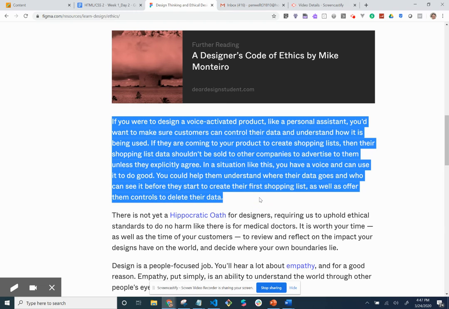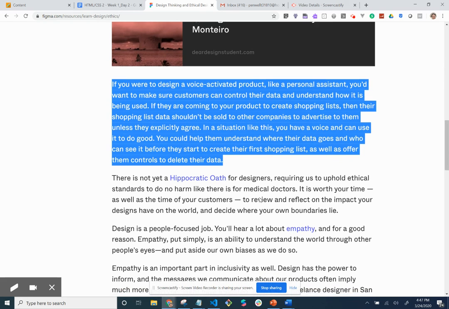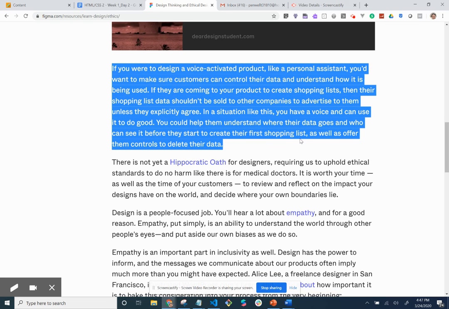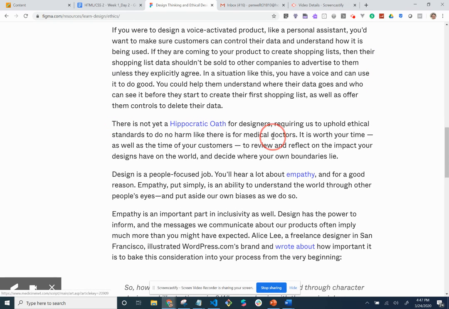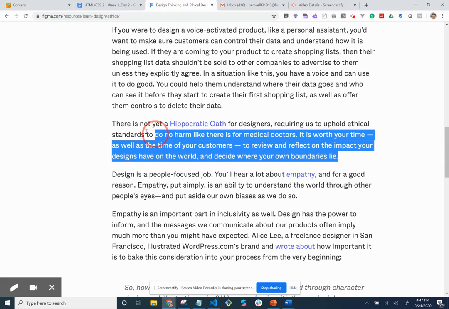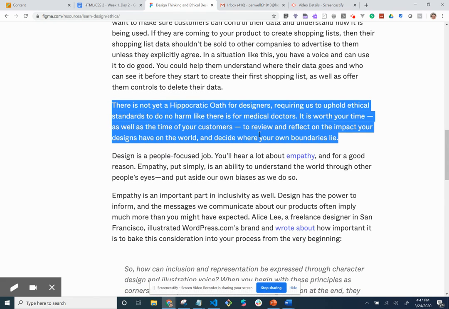If you want to design a voice-activated product like a personal assistant, you need to make sure customers can control their data and understand how it's being used. If they're coming to your product to create a shopping list, then their shopping list data shouldn't be sold to other companies. In a situation like this, you have a voice and can use it to do good. You can help them understand where their data goes. There's not a Hippocratic oath for designers for ethical standards, but you should know where your own boundaries lie.